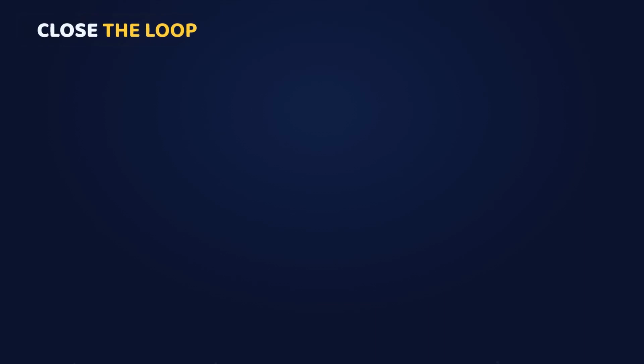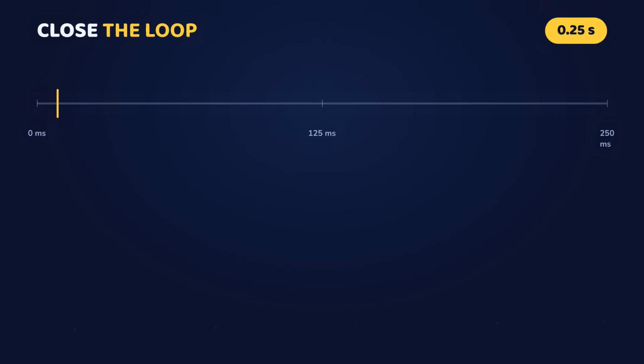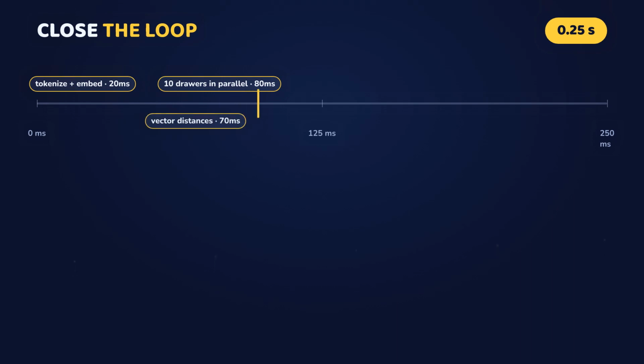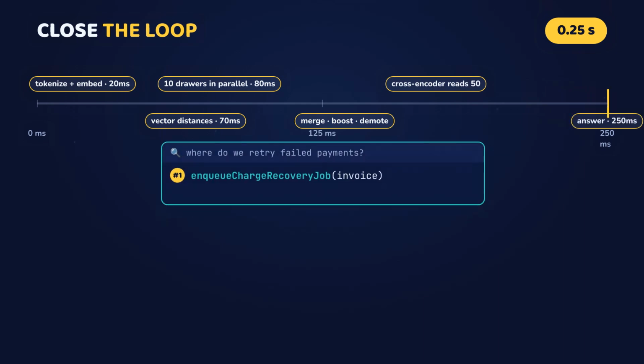So close the loop. 1/4 of a second, remember? In those 250 milliseconds, the query was tokenized and embedded. 10 drawers searched in parallel. A vector database measured distances on a map of meaning. 200 candidates merged, boosted, demoted. 50 of them read, word by word, by a model trained on 1 million clicks. And the function with 0 matching words came back first.